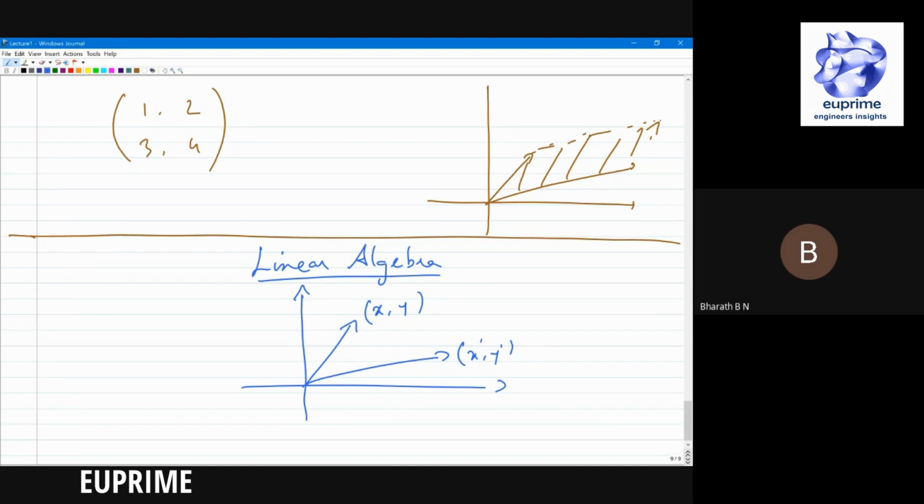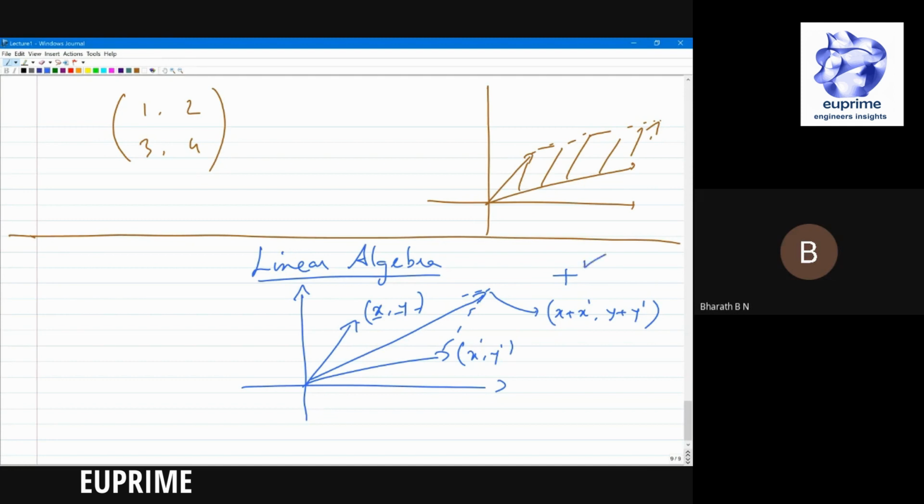So I start with two things. First is plus. I should tell how to add vectors. Very easy. How do you add these two vectors? Parallelogram: you form the parallelogram, and this is your addition. Actually, this point will be x plus x dash, y plus y dash. This is a very simple way of adding two vectors. This is how I'm going to add two vectors.